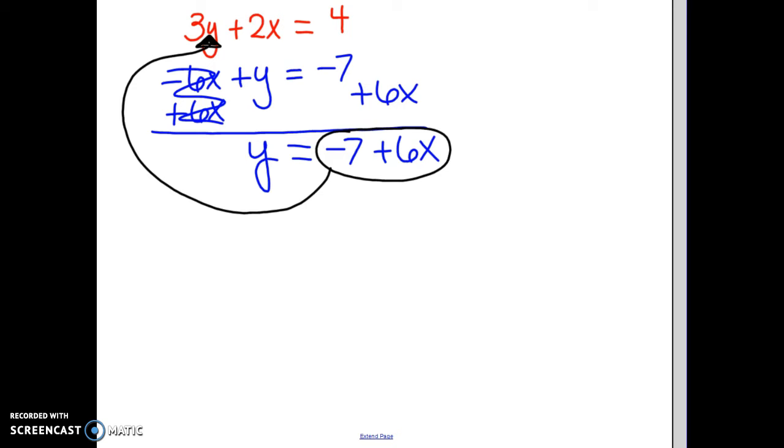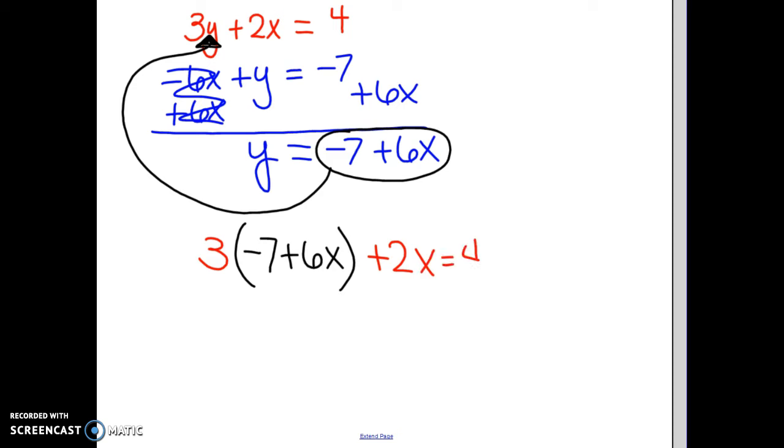And when I replace the y, because I do have a coefficient of 3, I will need to use parentheses around my negative 7 plus 6x. So I'm going to write a new equation. The new equation will not use the variable y. It will only use the variable x. It starts with 3, then uses parentheses for negative 7 plus 6x, replacing y. I then continue with plus 2x equals 4.